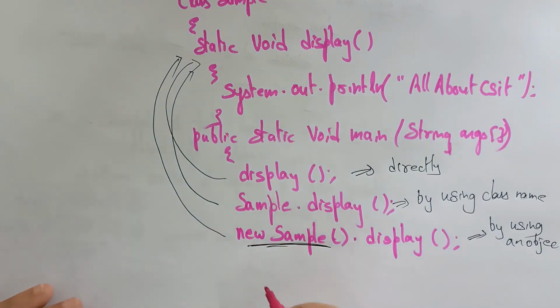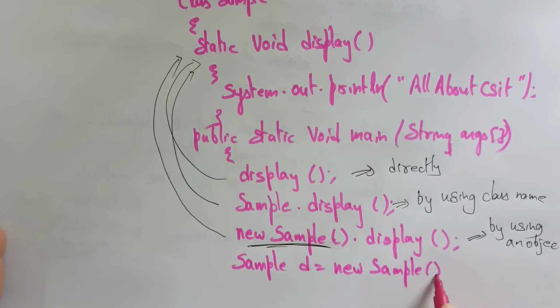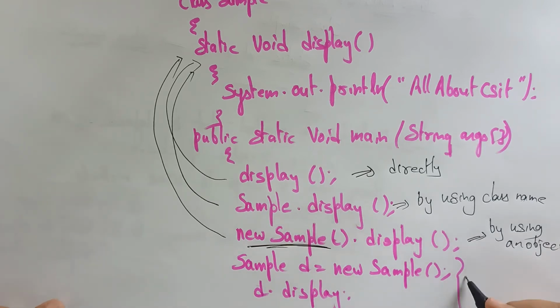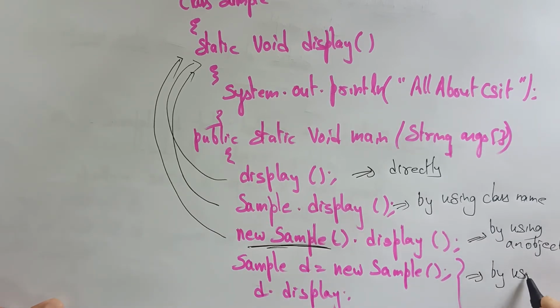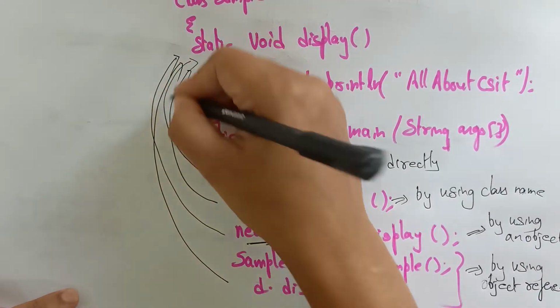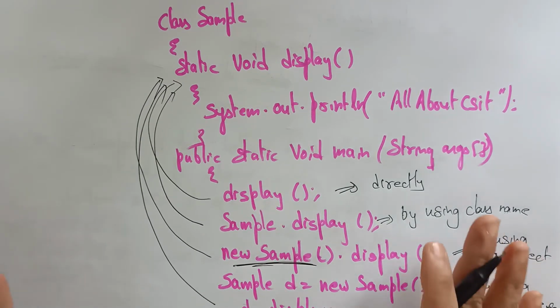And the last one is by using object reference. So object reference means first create Sample d = new Sample(); d.display. So this is by using object reference. Okay. So this is the way you have to access the static member of a class.